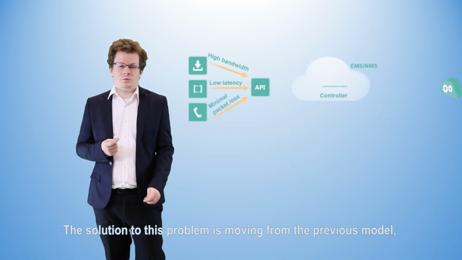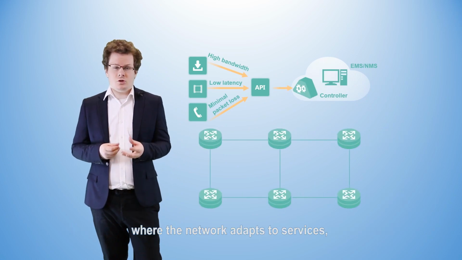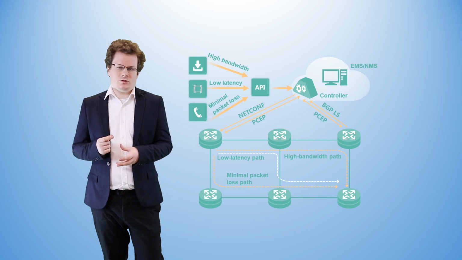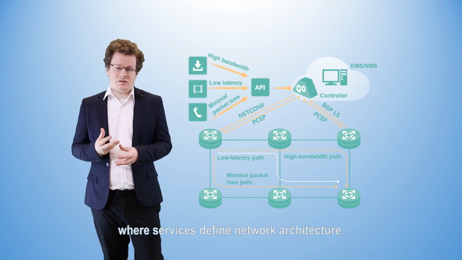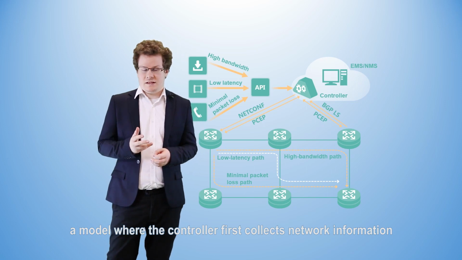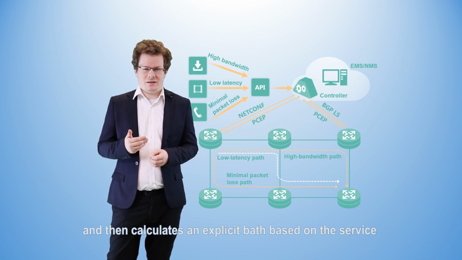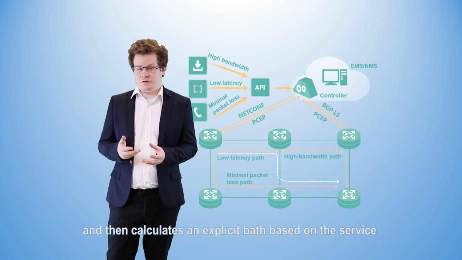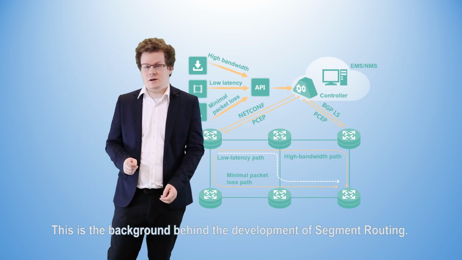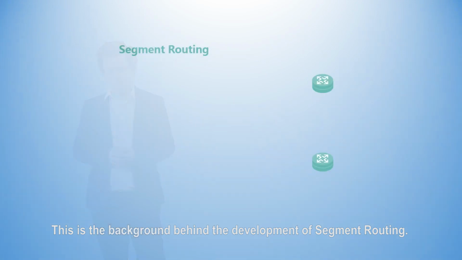The solution to this problem is moving from the previous model, where the network adapts to services, to the service-driven network model, where services define network architecture. Specifically, a model where the controller first collects network information and then calculates an explicit path based on the service requirements put forward by the application. This is the background behind the development of segment routing.